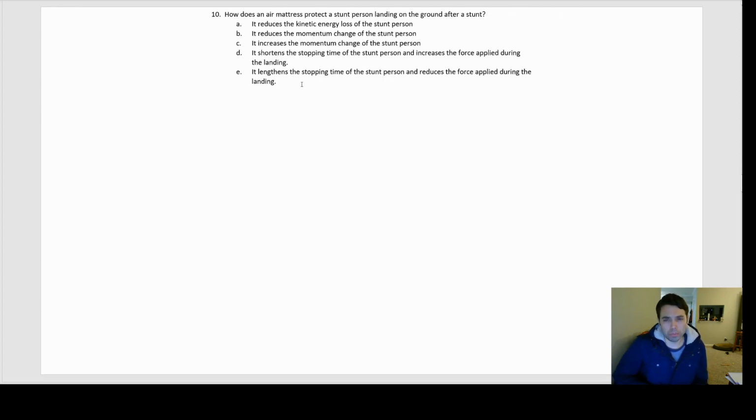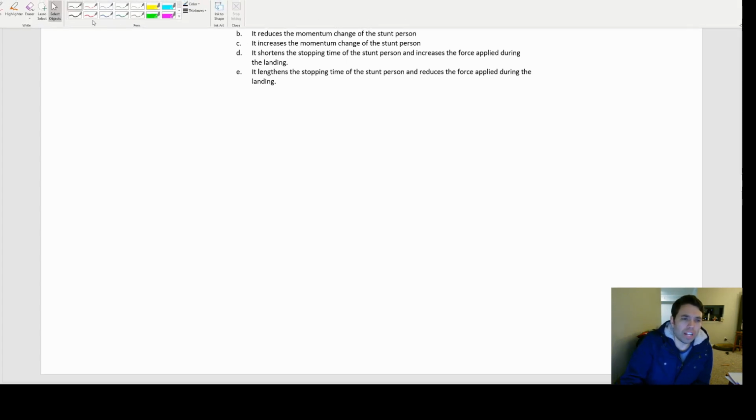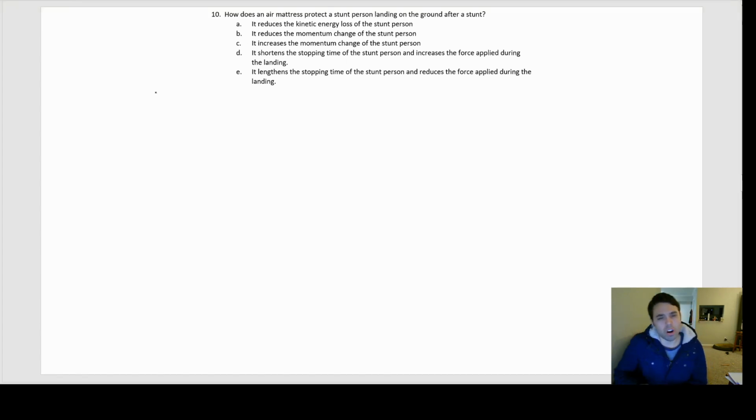How does an air mattress protect a stunt person landing on the ground after a stunt? This is the most correctly answered question, so good job. The answer is E, of course. How do we know it's E? Remember, guys, we talked about this a lot during lecture. We watched videos of the car crash. We talked about if you're jumping off a building, right?